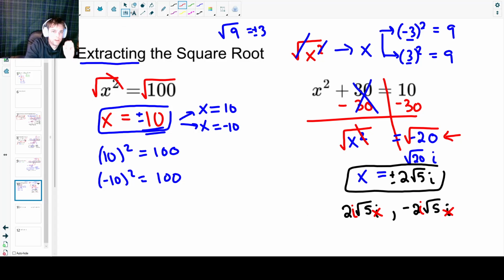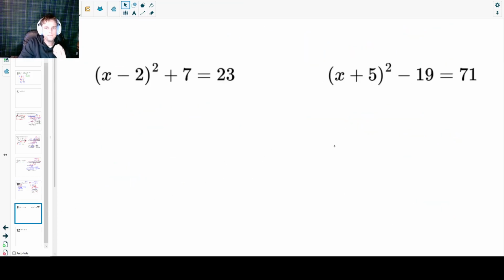All right, let's go ahead and now look at some that take this process to the next level. So how is this the next level?